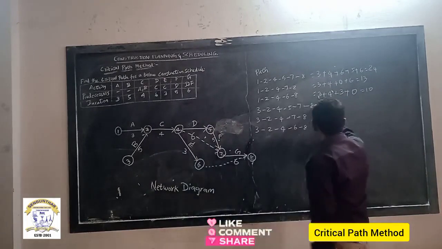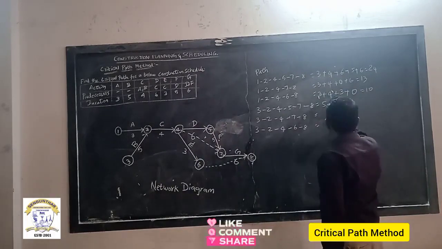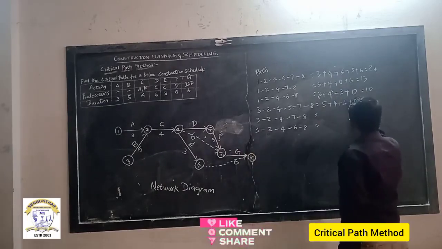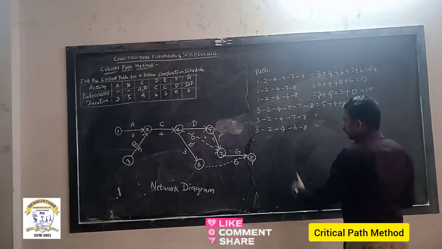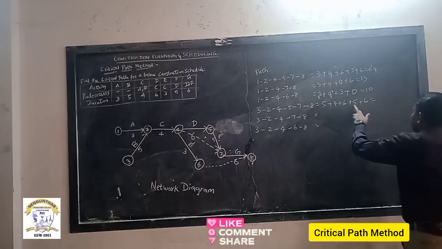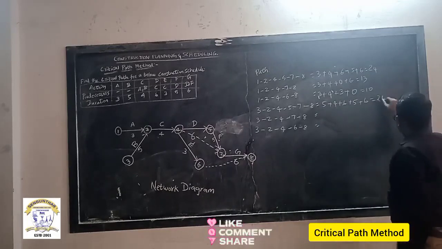Next, 3 to 2 is 5. Plus 2 to 4, 4. 4 to 5, 6. Then 5 to 7, 5. Then 7 to 8, 6. So 5 plus 4, 9, 9 plus 6, 15, 15 plus 5, 20, plus 6, 26.